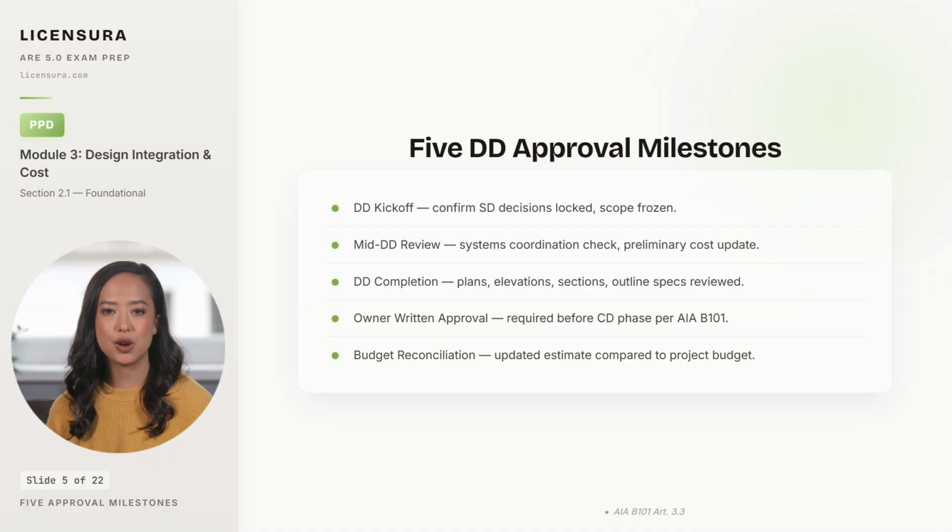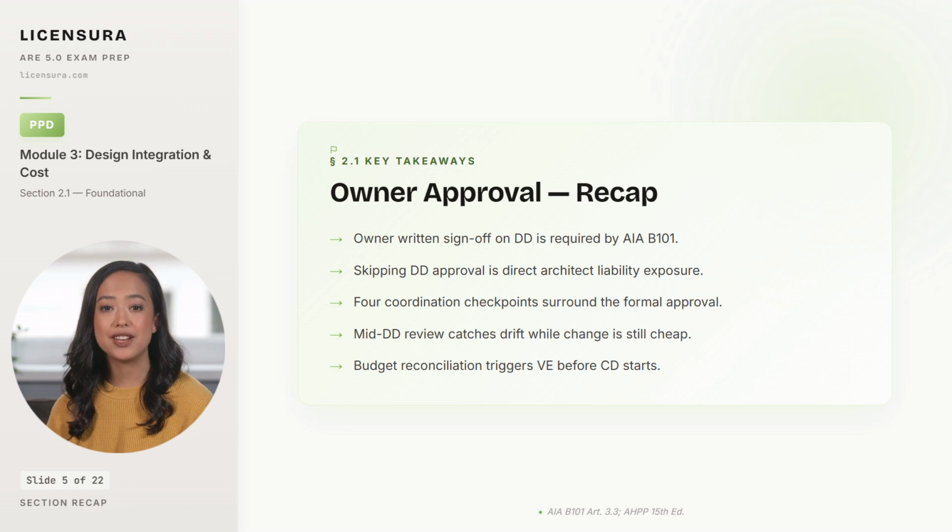5 takeaways anchor owner approval and coordination checkpoints during DD. 5 takeaways on owner approvals and coordination checkpoints during design development. Owner written sign-off on the DD set is required by AIA B101, Article 3.3, before you can proceed to construction documents. This is contractual, not procedural. Skipping DD approval is direct architect liability exposure, because without it, the owner can later claim the project they approved is not the project you drew.